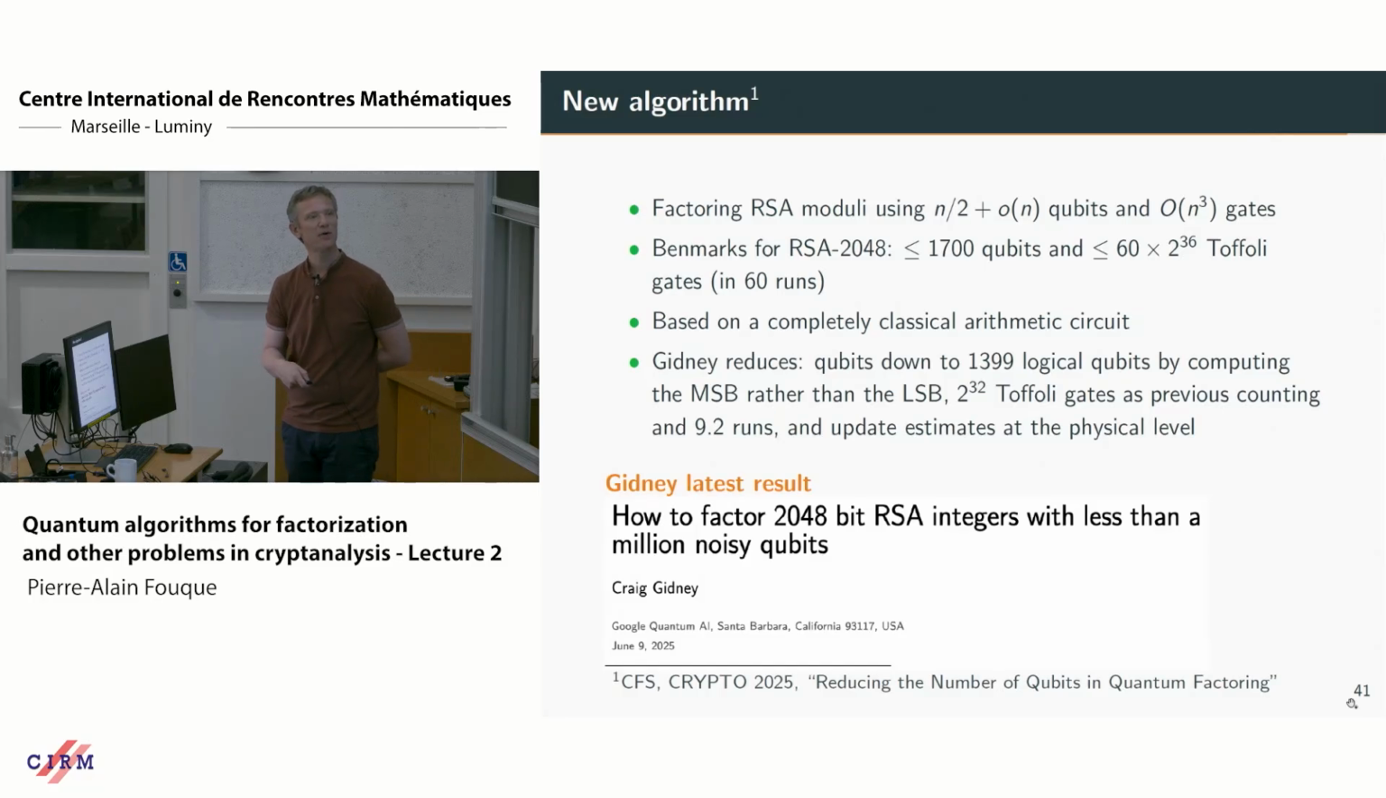And now he shows that he can improve the number of noisy qubits from 20 million noisy qubits to less than 1 million qubits. So we gain a factor of 20 at some point. This is a very impressive result.